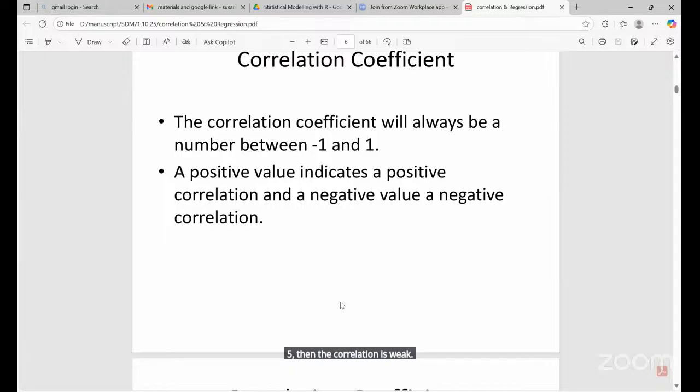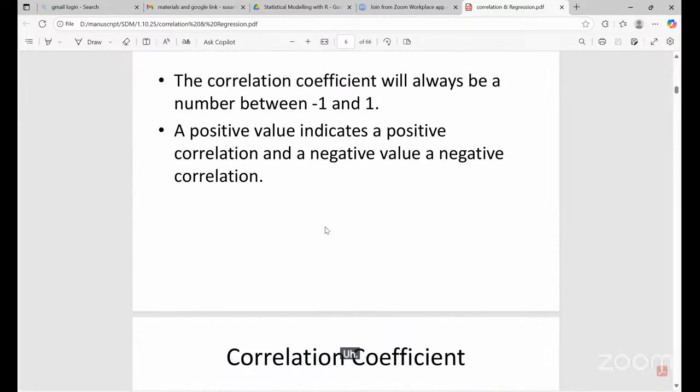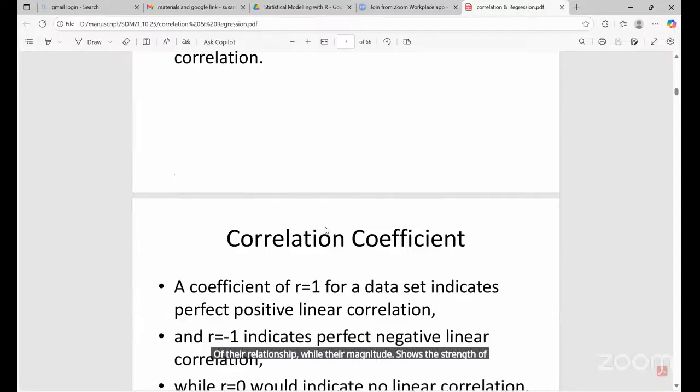When we have +1, that indicates that you have a perfect positive correlation. And when you have -1, then that is negative correlation. The negative and positive indicates the direction of the relationship, while the magnitude shows the strength of the relationship.